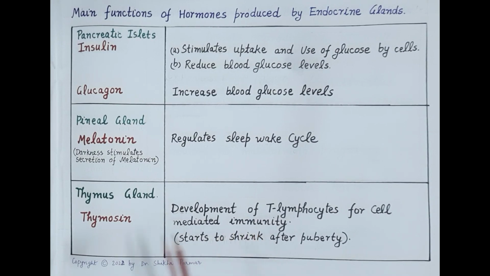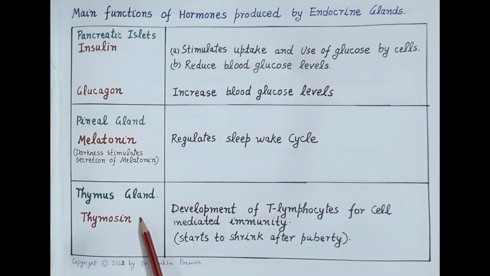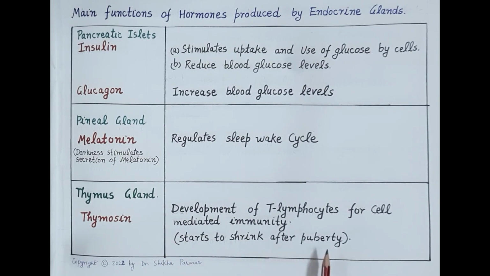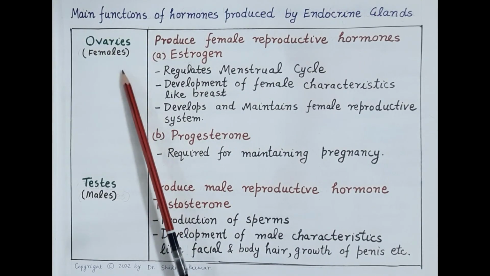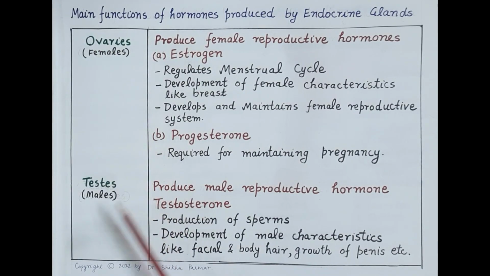Very important to remember that the size of the thymus gland increases from childbirth up to the puberty, but it starts to shrink after the puberty. The next endocrine glands are the ovaries in the females and testes in the males.